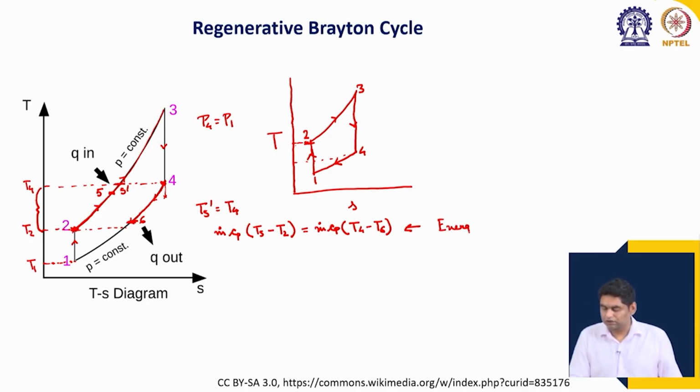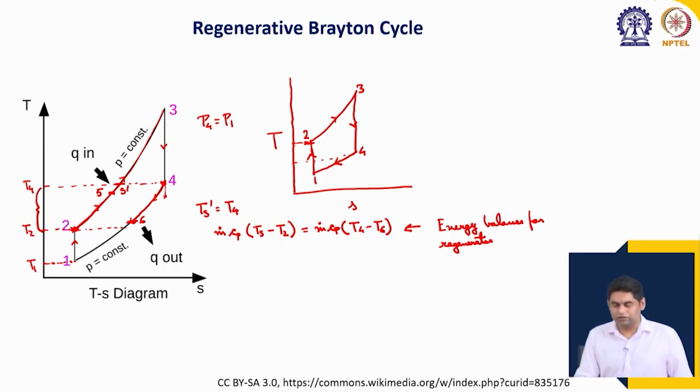General energy balance for regenerator or heat exchanger. In some books you will see that this is mentioned as Brayton cycle with heat exchanger, but the better term is to use Brayton cycle with regeneration or regenerative Brayton cycle. Okay. So, in case m dot and Cp are equal, you see that T5 minus T2 is equal to T4 minus T6.